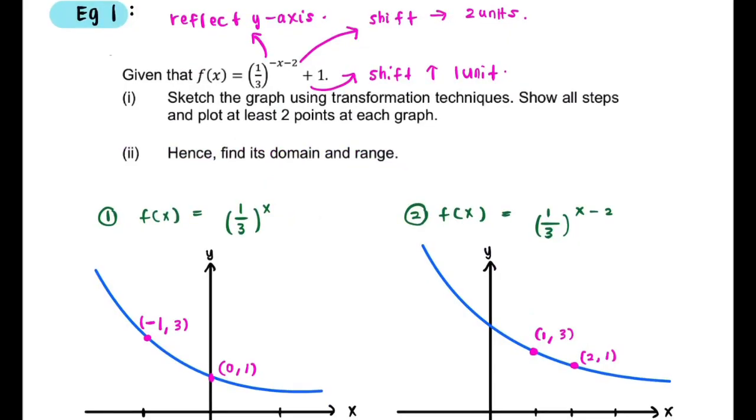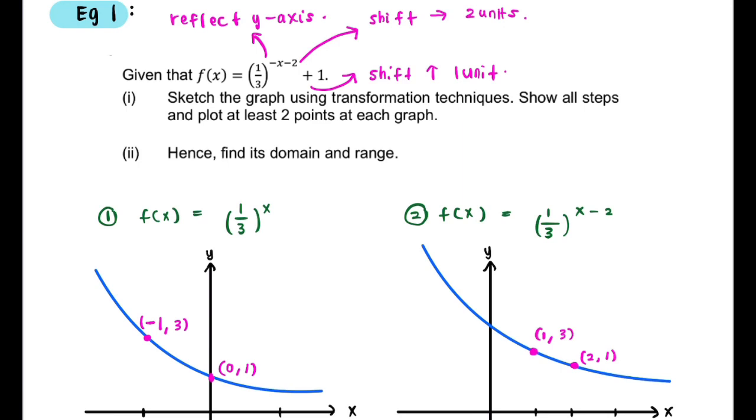Okay, the first example, you will have this question. This is the question based on your workbook. Given the function f(x) is 1 over 3 power of negative x minus 2 plus 1. Okay, so the basic thing you have to know is about transformation, chapter 2.